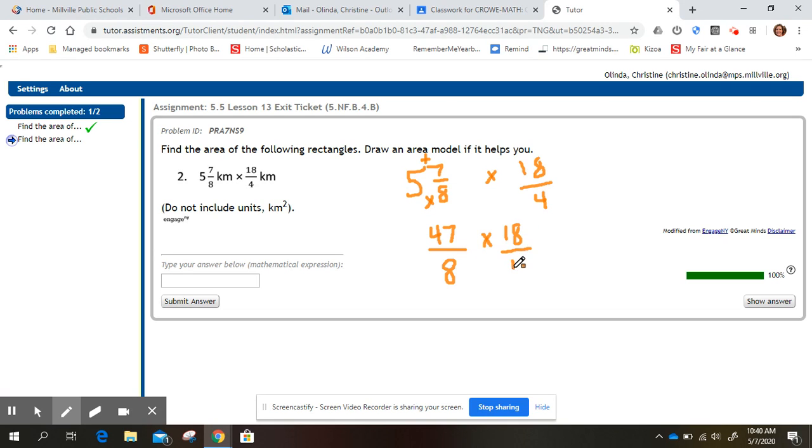I can cross simplify again, which makes my life much easier. I can divide 18 and 8 both by 2. So if I divide 8 by 2, I get 4. And if I divide 18 by 2, I get 9. So now I can do 47 times 9 and 4 times 4.